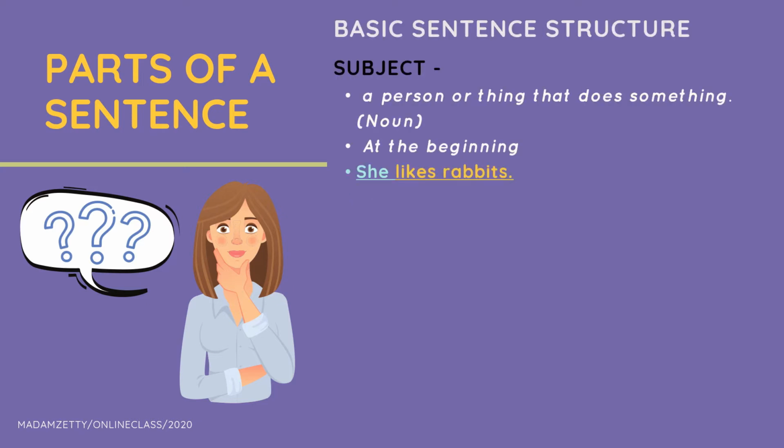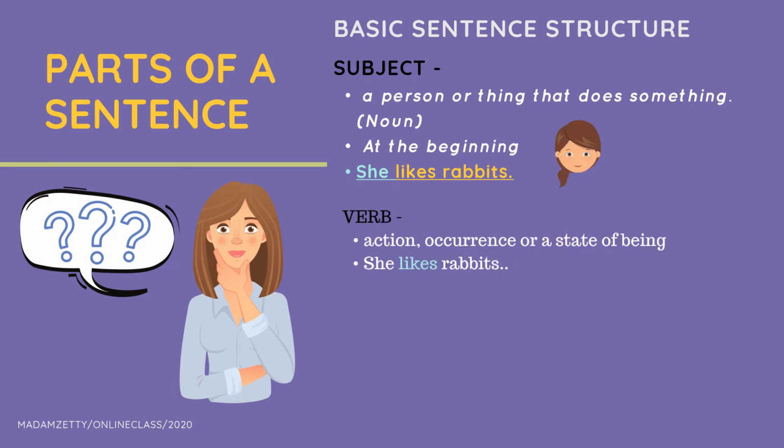Alright, so the first part of a sentence is a subject. What is a subject? A subject is a person or a thing that does something, and it always is a noun, and it is located at the beginning of a sentence. So for example, in this sentence, she likes rabbits. She likes rabbits. So she over here is the subject of this sentence. She adalah subjek dia. Subjek kepada ayat ini.